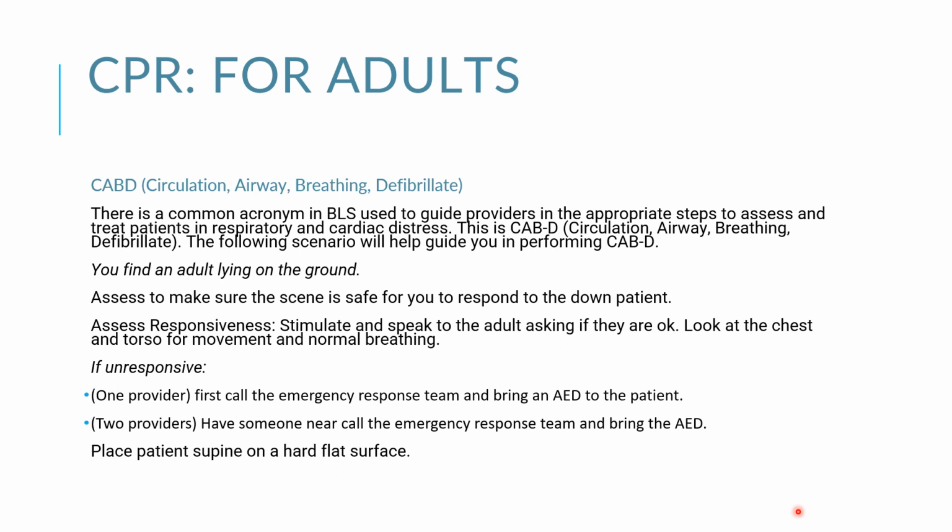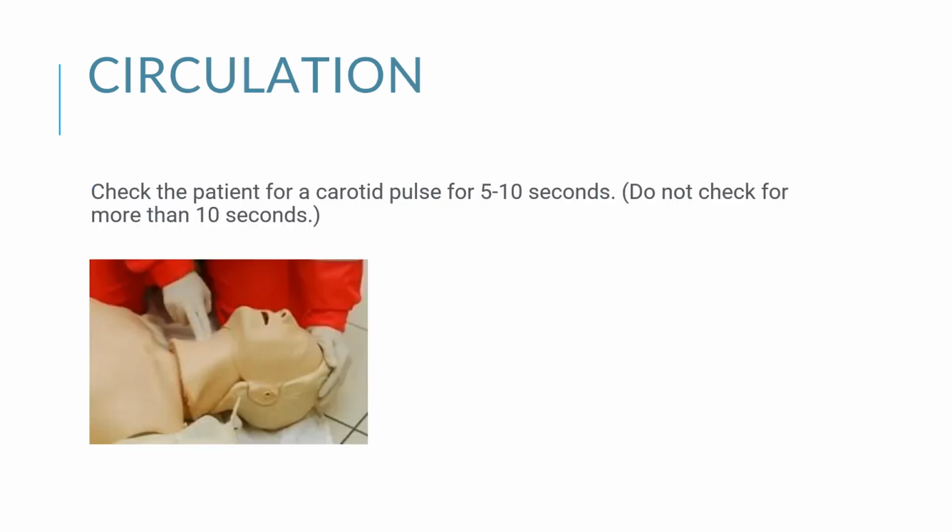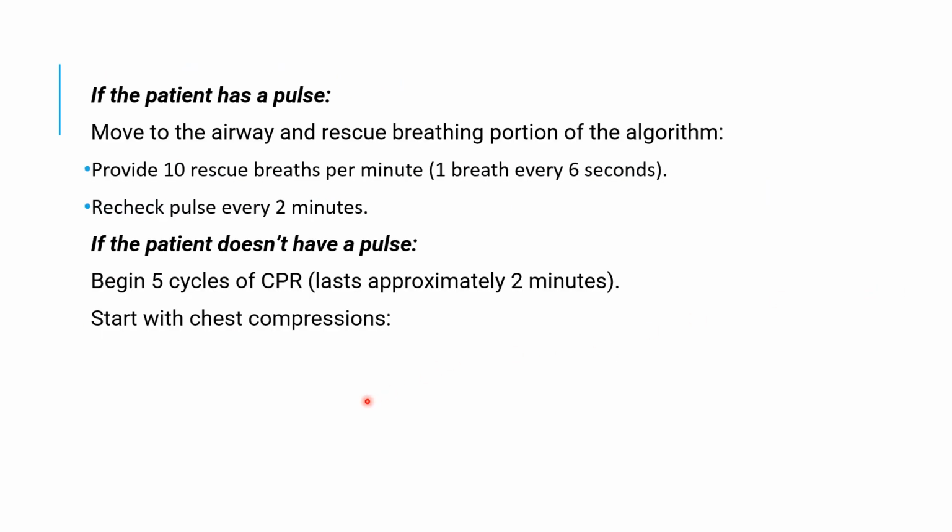Place the patient supine on a hard flat surface and check for circulation. Check the patient for a carotid pulse for 5 to 10 seconds. Do not check for more than 10 seconds. And if the patient has a pulse, move to the airway and rescue breathing portion of the algorithm.